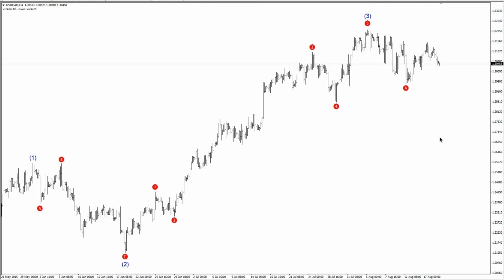Key levels on US dollar Canadian are that the next downside support area remains 1.295. This has held for now. And on the upside, 131 is the minor resistance, the previous wave 3 peak. Those are the levels to watch for in US dollar Canadian.